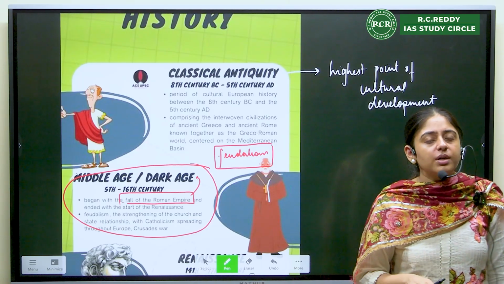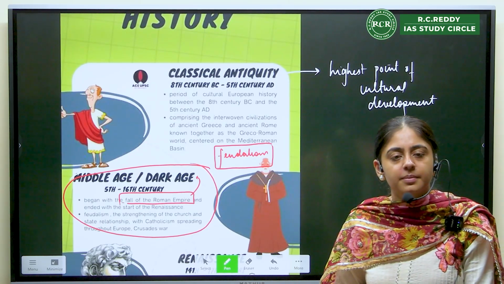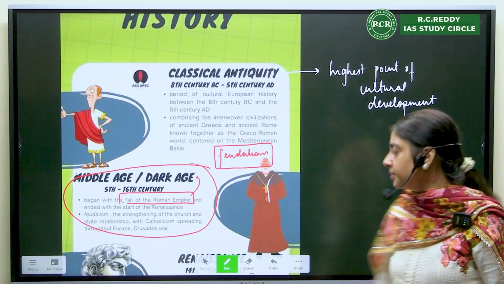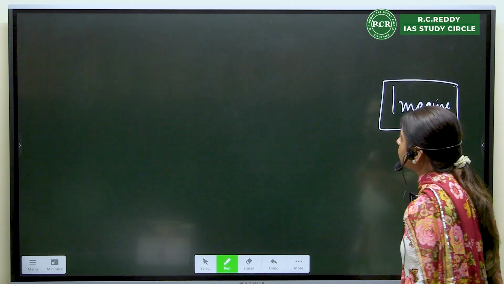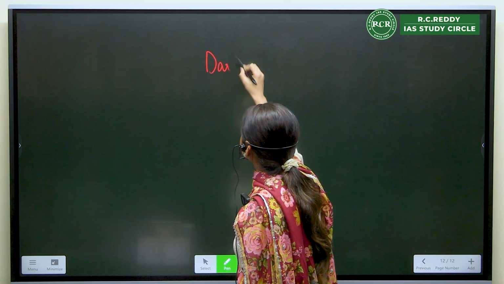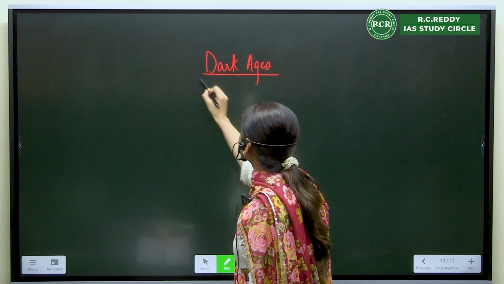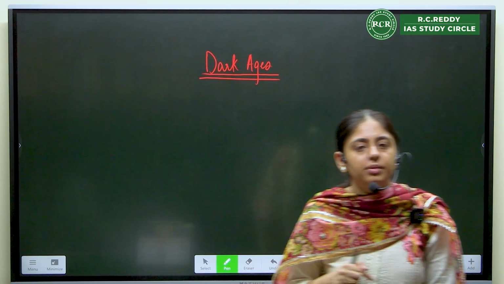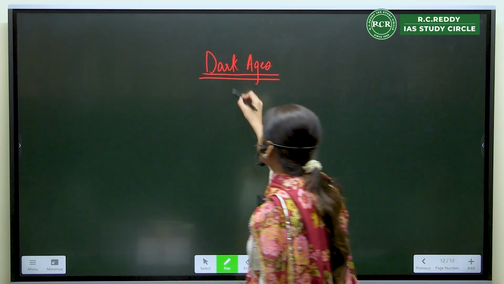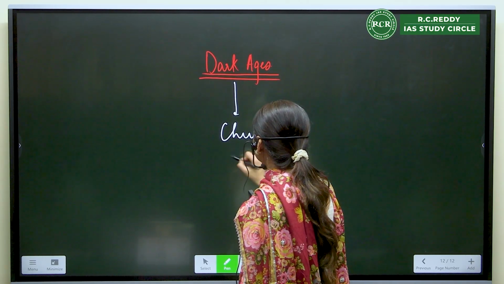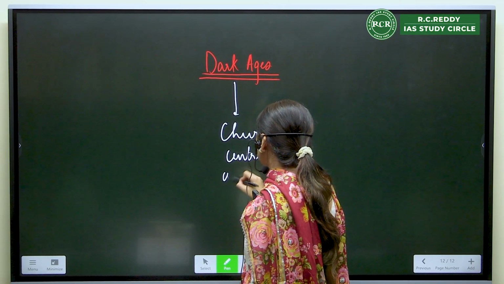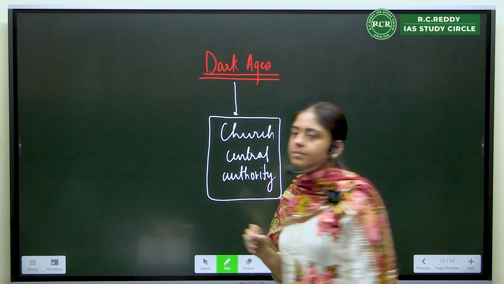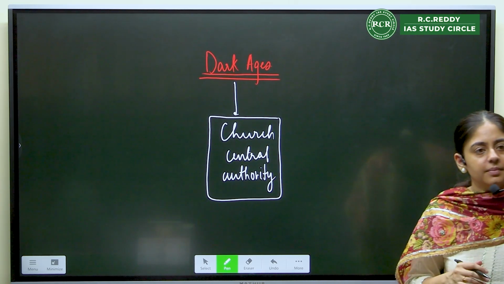Right? Church got a lot of powers. It is during this time that church was deciding everything. Just to give you an idea of the Dark Ages, again, this is just for your understanding before we go to Renaissance. Now in Dark Ages, church is the central authority. Church is deciding everything.